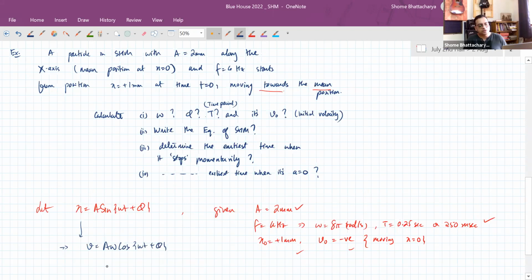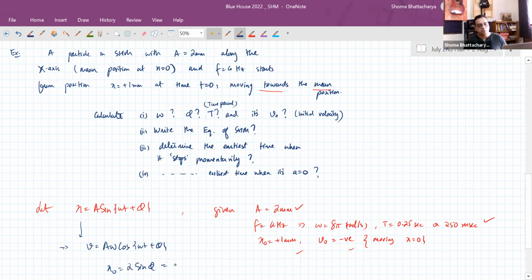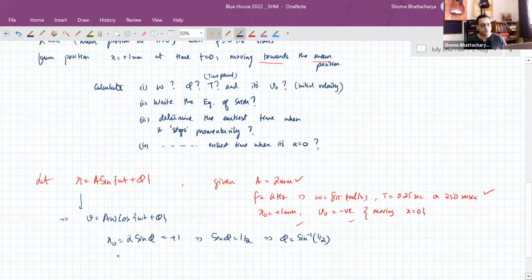So according to my equations, x naught should be 2 sine phi. Amplitude is 2. So x naught should be 2 sine phi, and that is equal to plus 1. So that means my sine phi is equal to half. So that means phi in general is sine inverse of half. Now, as you know from trigonometry, sine inverse half does not have a unique solution. Within one cycle it has 2 solutions.